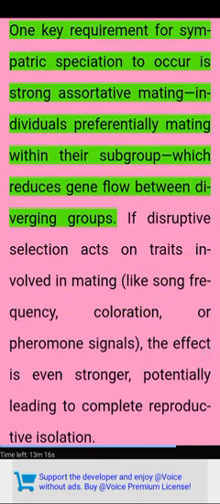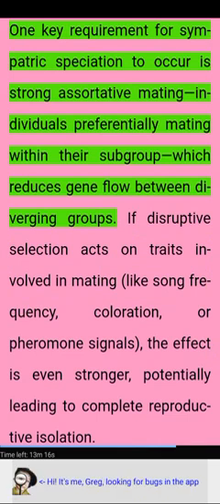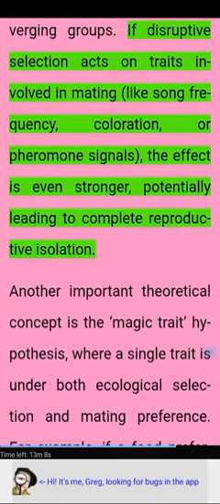One key requirement for sympatric speciation to occur is strong assortative mating, individuals preferentially mating within their subgroup, which reduces gene flow between diverging groups. If disruptive selection acts on traits involved in mating, like song frequency, coloration, or pheromone signals, the effect is even stronger, potentially leading to complete reproductive isolation.